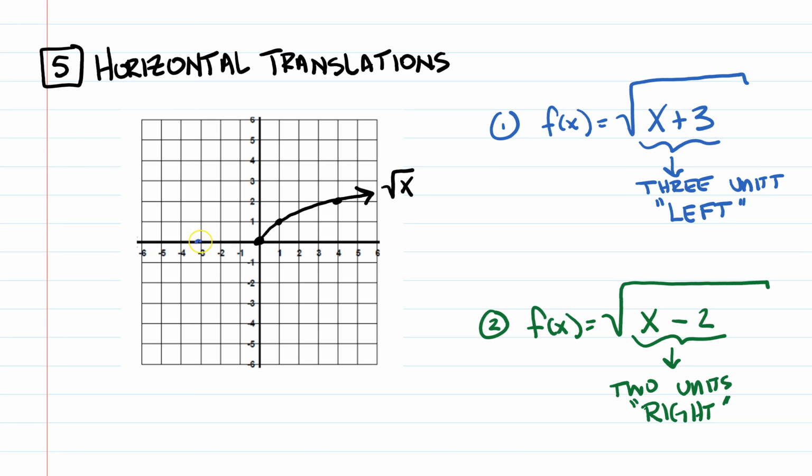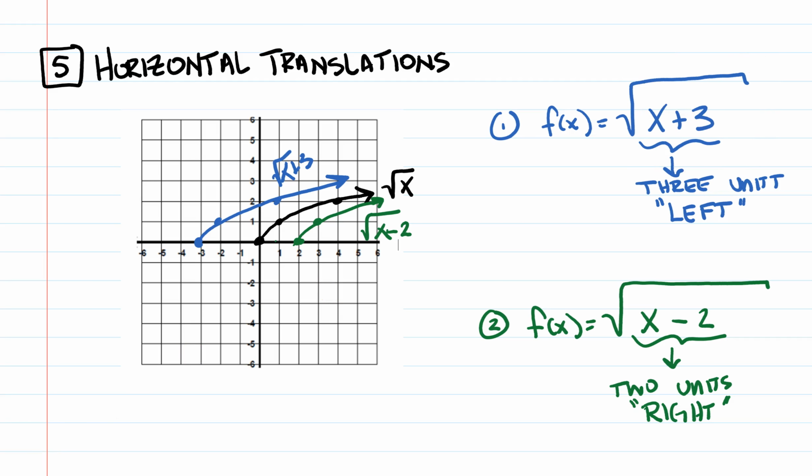So this is going to be 1, 2, 3 to the left, and then 1, 2, 3 to the left, and then 1, 2, 3 to the left. So that right there, the blue graph, is the square root of x plus 3. Now the green graph is the square root of x minus 2. That minus 2 underneath the radical means I'm going to go 2 units to the right. So 1, 2, 1, 2, and then 1, 2. So I'd have this graph here, and that green one is the square root of x minus 2. So it works the same way as parabolas. It is opposite the direction you think it would be if it's underneath the square root for moving left and right.